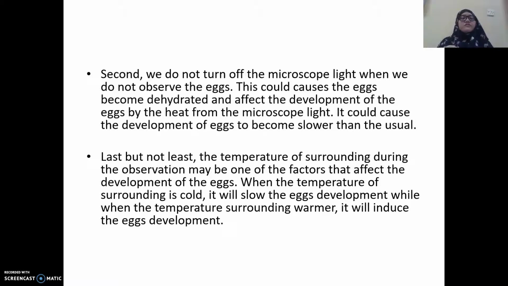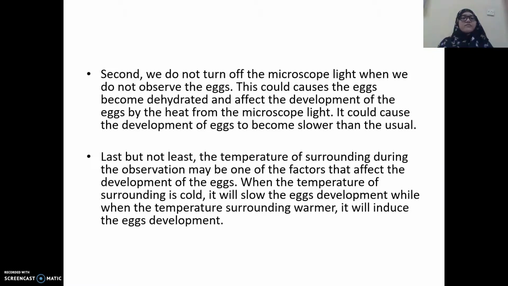Second, we did not turn off the microscope light when we were not observing the egg. This will cause the egg to become dehydrated and affect its development through the heat from the microscope light. This will cause the development of the eggs to become slower than usual.